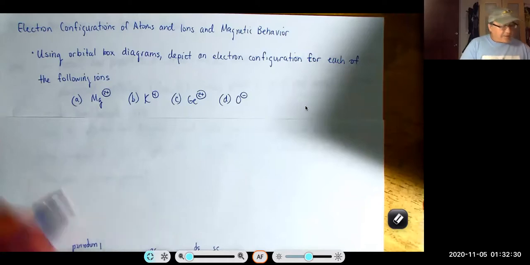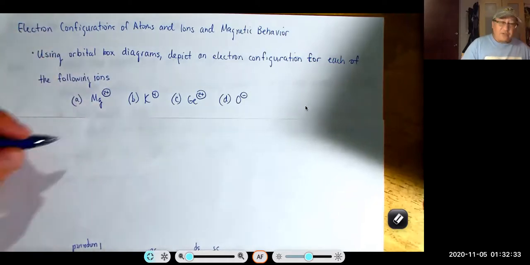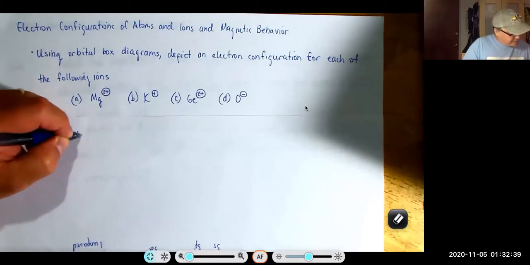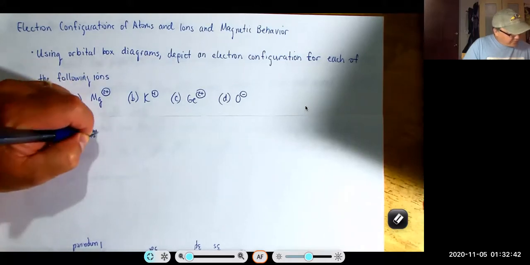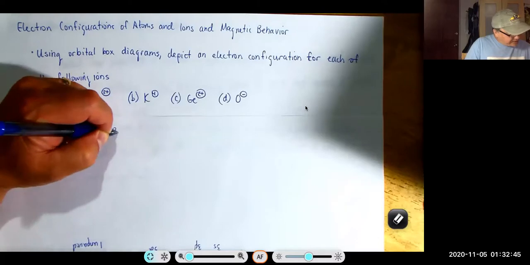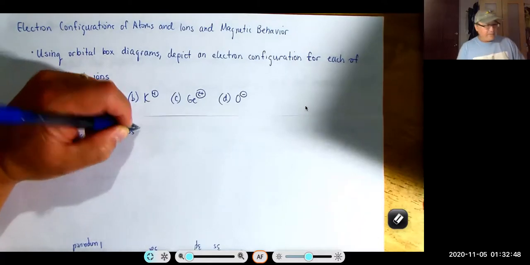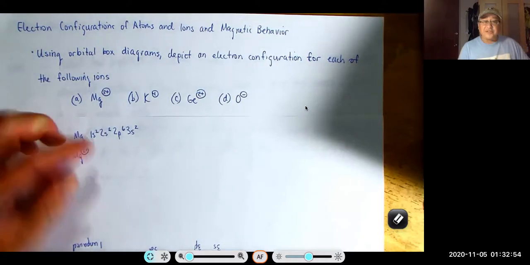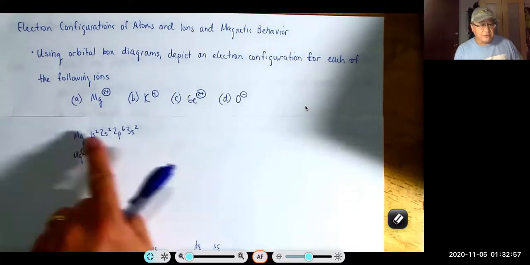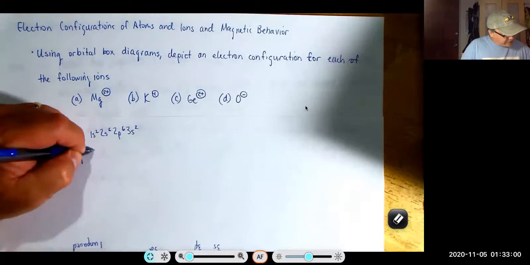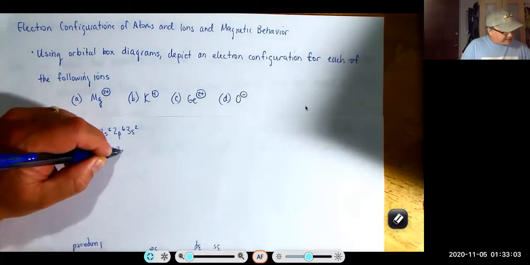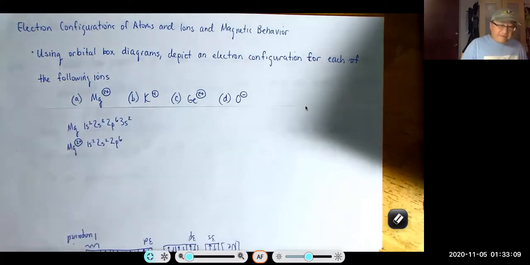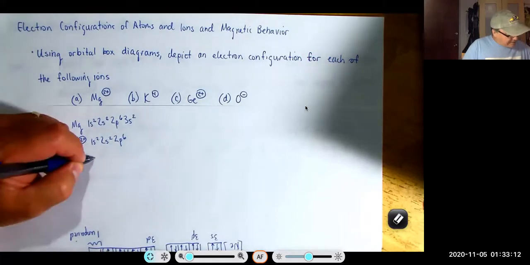Okay. For each of the following ions, for the cations, you get the neutral atom first, and then you take away. So for magnesium, we would have 1s2, 2s2, 2p6, 3s2. So for magnesium plus 2, you'll notice I didn't have to rearrange this because they're all in order, 1s, 2s, and 3s. We'd have 1s2, 2s2, 2p6. And in this one everything's paired, so we'd call it diamagnetic.